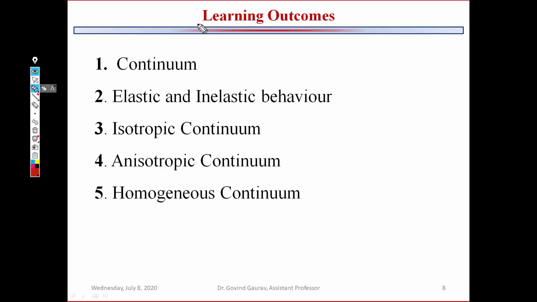So the learning objectives for this session: we have discussed the continuum. Thereafter, we have studied the elastic and the inelastic behaviors of the materials. Thereafter, we have studied the isotropic continuum. Isotropic means the properties are the same in all the directions, with values in terms of E, the elastic modulus, and G, the shear modulus. Thereafter, we have studied the anisotropic continuum in which the values of E are different in the different directions. Thereafter, we have studied the homogeneous continuum.